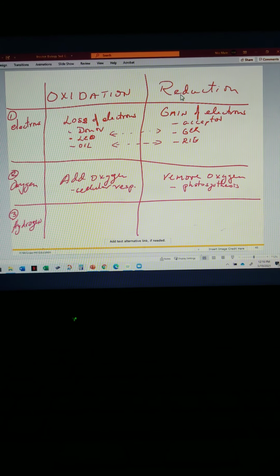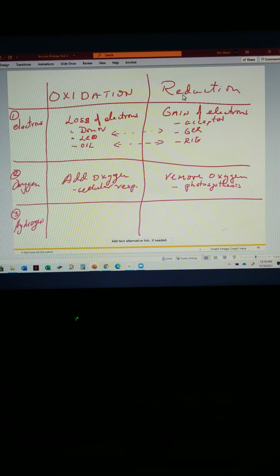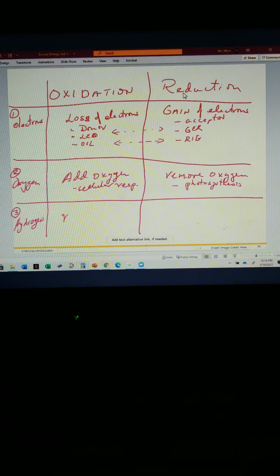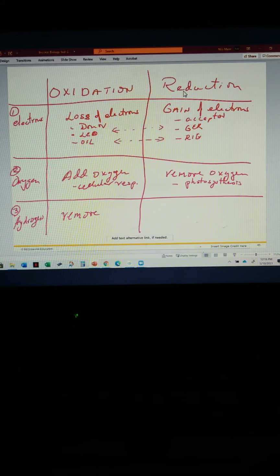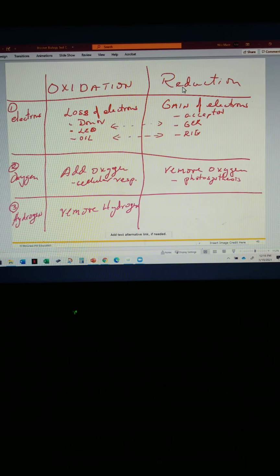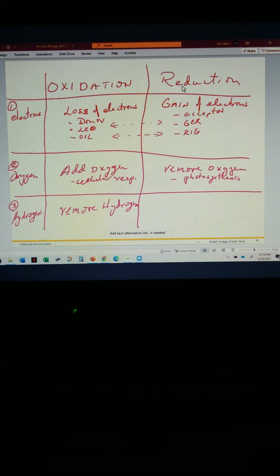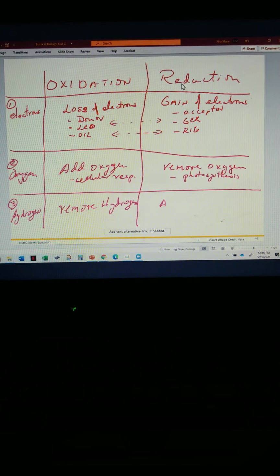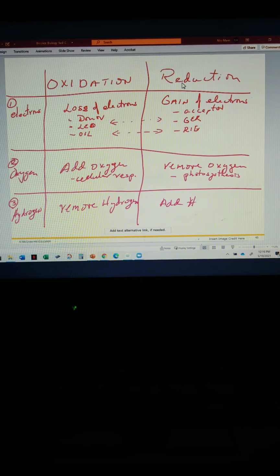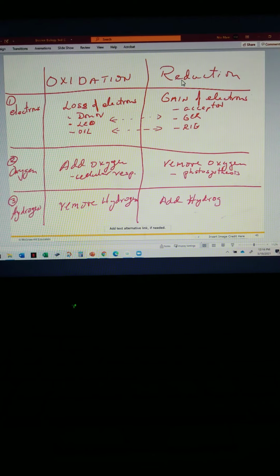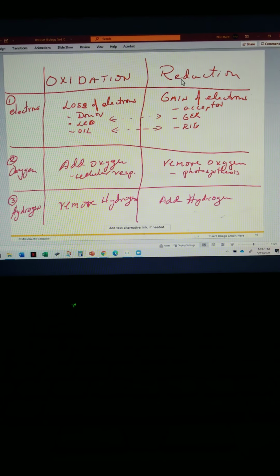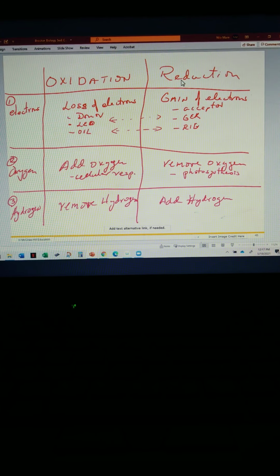Since hydrogen has only one electron, if you remove a whole hydrogen atom, then you are losing an electron. If you add a whole hydrogen, you're adding a whole electron. You're adding an electron to it, to the system. So removal of hydrogen or addition of hydrogen is also oxidation reduction in that order.